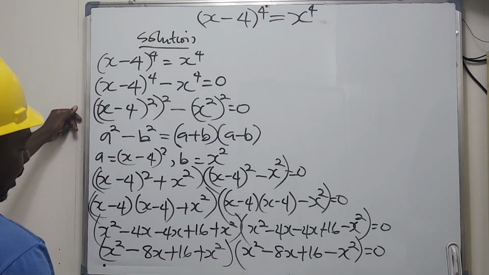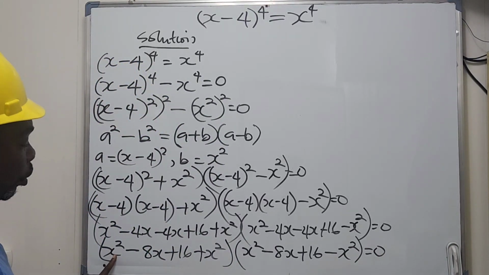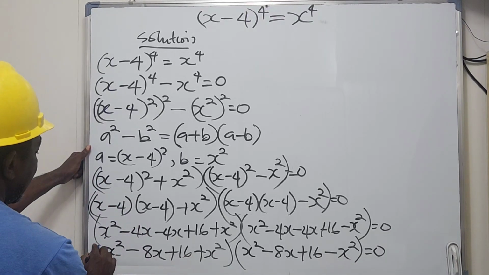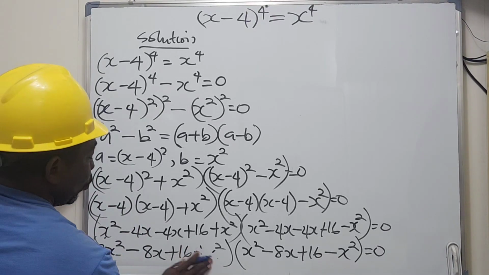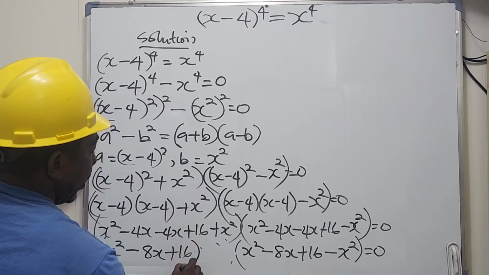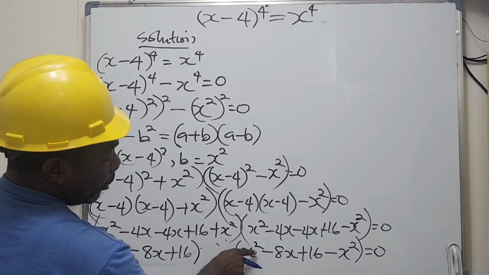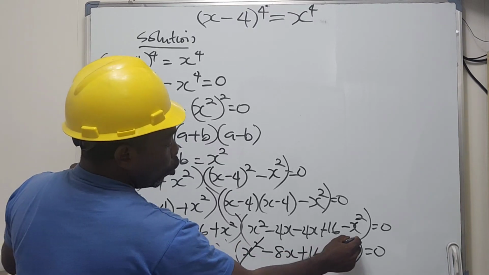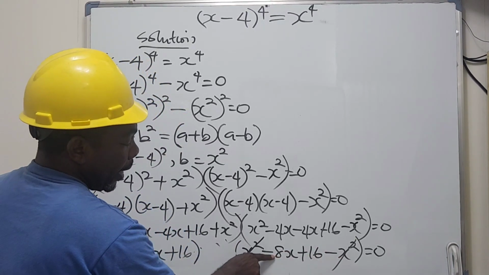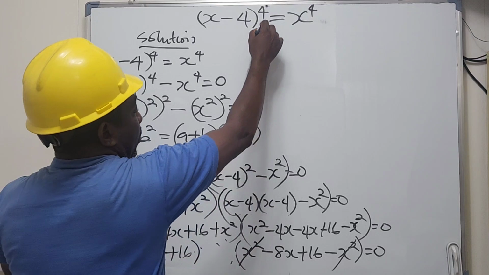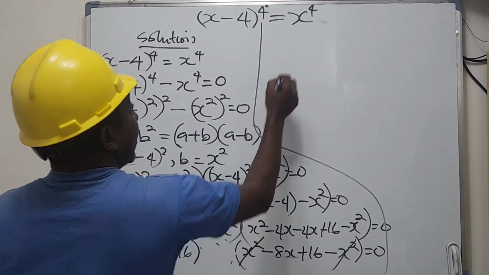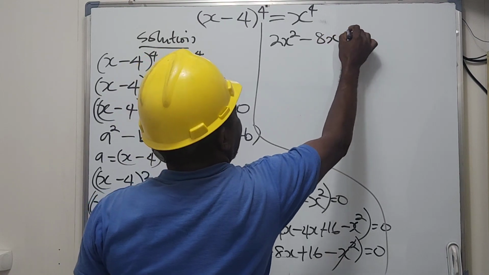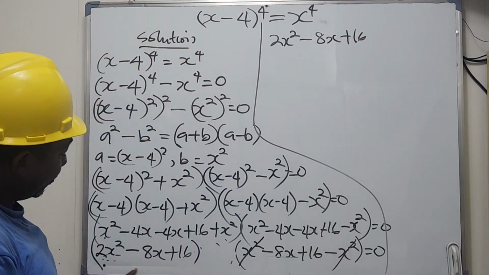You can look at this. We have x^2 here plus x^2. So this will give us 2x^2. Then this one will go. That is 2x^2. Then here we have x^2 minus x^2. Two of them will go. So we are now left with −8x + 16. So that will give us 2x^2 − 8x + 16. That is for this first parenthesis.